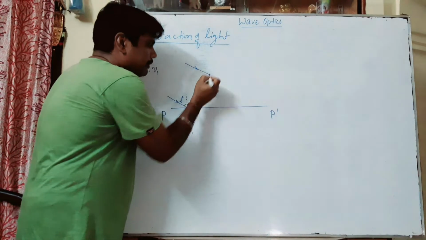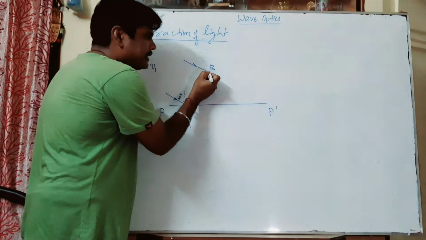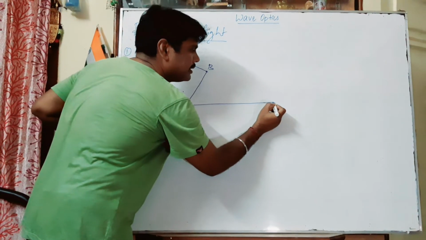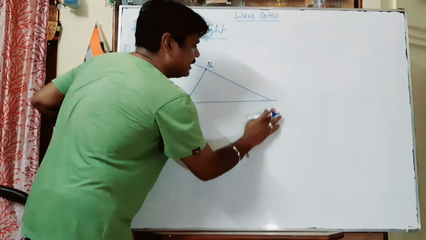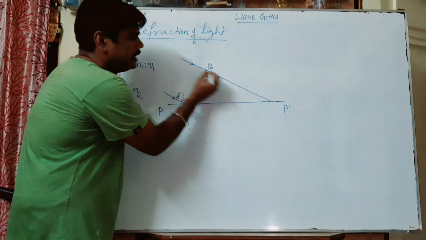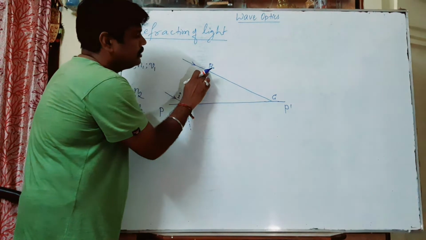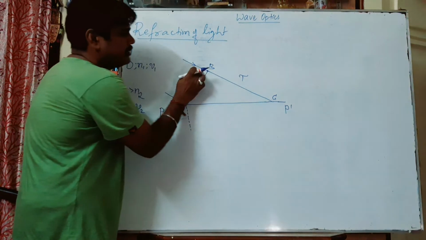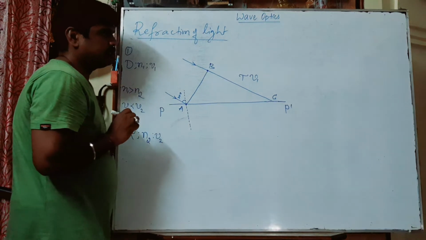Now, if I consider AB as the plane wavefront, the light takes a certain time to reach the plane surface. Whatever the time taken from here to here, let us name this point C. The time taken by the light to reach from B to C is tau. So the distance BC is equal to velocity into tau. We are just using the definition of speed of light.